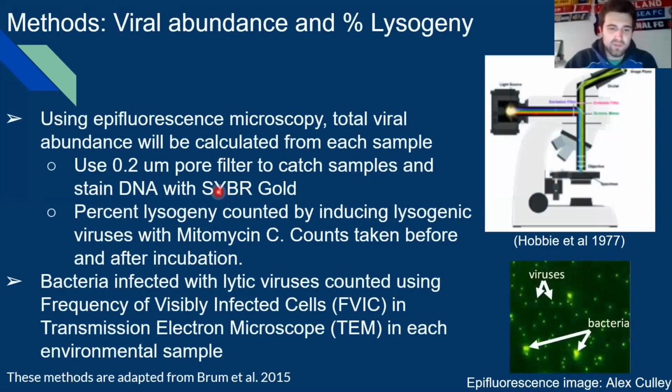When it comes to finding viral abundance and percent lysogeny, we can use epifluorescence microscopy to determine the viral population. We would take the other half of our filtered samples and stain bacteria with SYBR Gold to allow us to easily count them later and determine the total abundance. From there, we will introduce mitomycin C into the samples to induce viral replication, acting as our control sample. We can then use the same microscope to determine the percent of viruses undergoing lysogeny. This will show us the percent change in each viral cycle when hypoxia occurs. We will also count the infected bacteria using FVIC and a transmission electron microscope to double check we have inserted viruses into the sample.